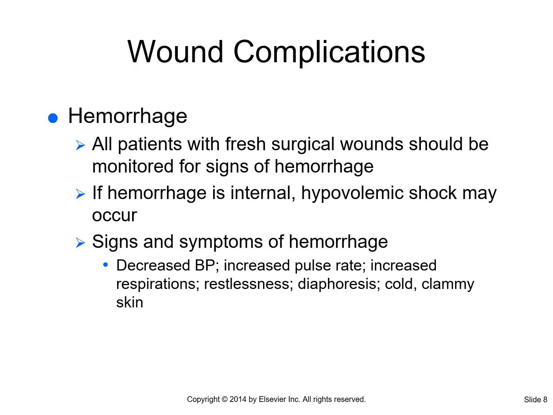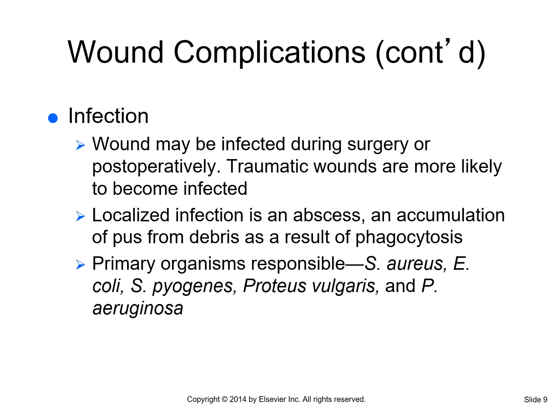Complications of wounds, hemorrhaging, we know what hemorrhaging is. Review your signs and symptoms of hemorrhage or hypovolemic shock. Make sure you memorize these symptoms. These are going to be coming up all the time. Some other wound complications are infection. The wound could be infected during surgery or after surgery. Also, if it was a traumatic wound or an open wound prior, that could have been when the infection started.